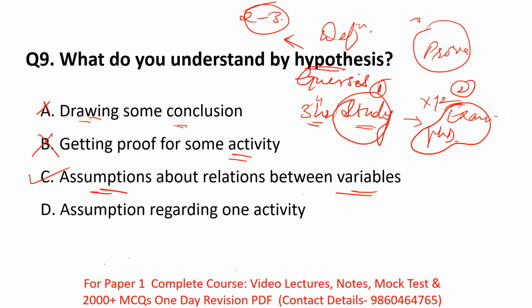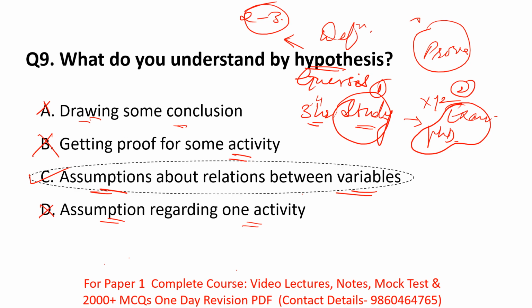Then option D, assumption regarding one activity. No, you cannot say only for one activity. There are so many activities in day-to-day life. You can make assumptions on any activity, on so many activities. So option D is also incorrect. For this question, option C is the right answer, assumption about relation between variables.